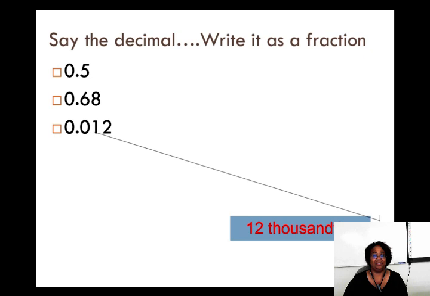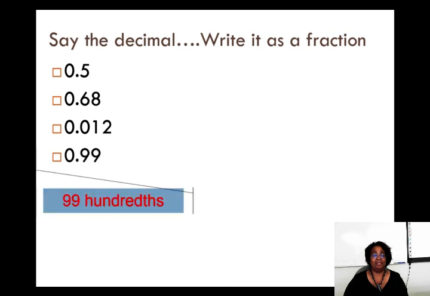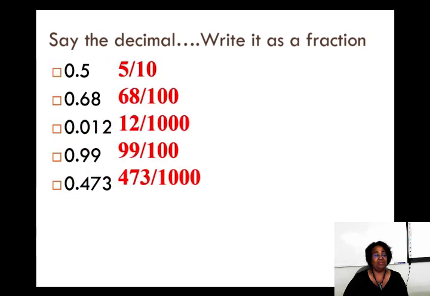12,000. 12 thousandths. 99. 99 hundredths. 473,000. 473 thousandths. And these are the ways that you would write these as fractions.